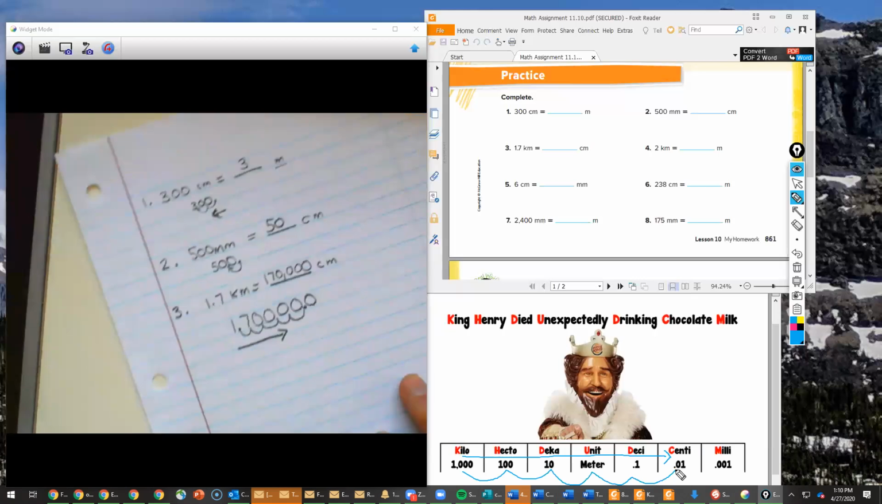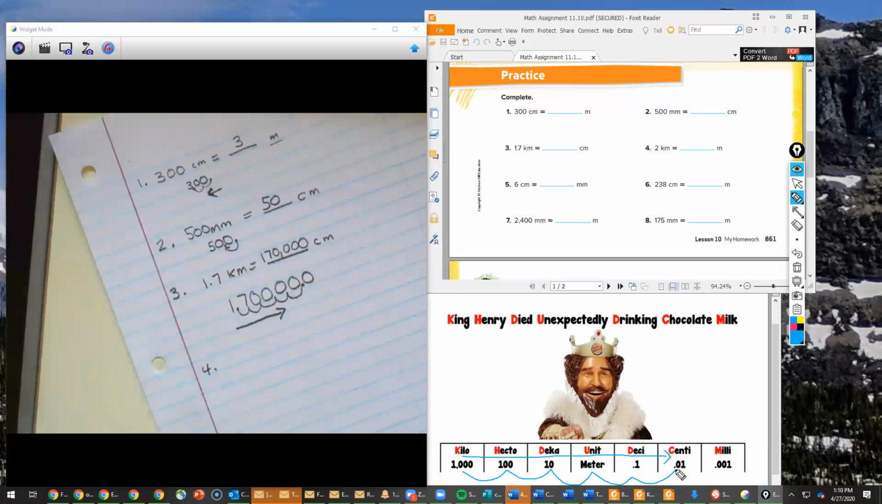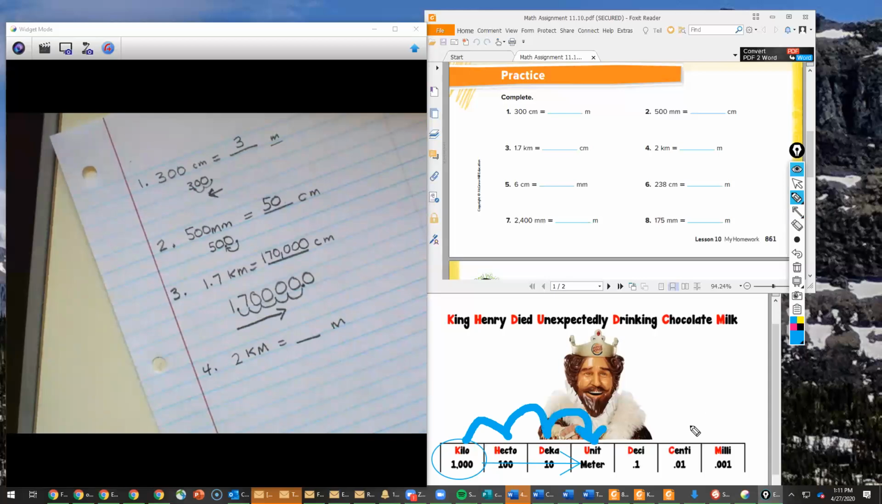Let's take a look at number 4. On this one, I'm going to be writing 2 kilometers equals blank meters. I know that I'm going to be moving from kilometers, and I'm going to be moving to the right to meters. I'm also going to check and see how far that's going to be. And I'm going to go 1, 2, 3 total jumps down. So I'll be moving my decimal 3 spaces to the right.